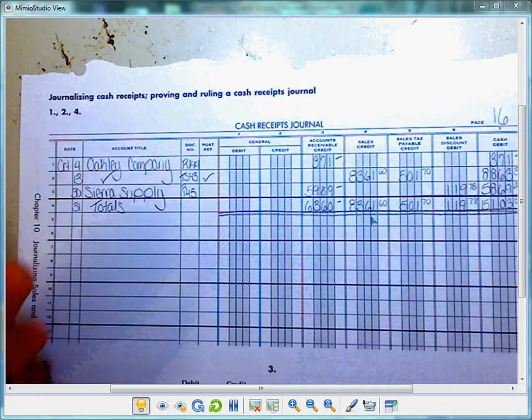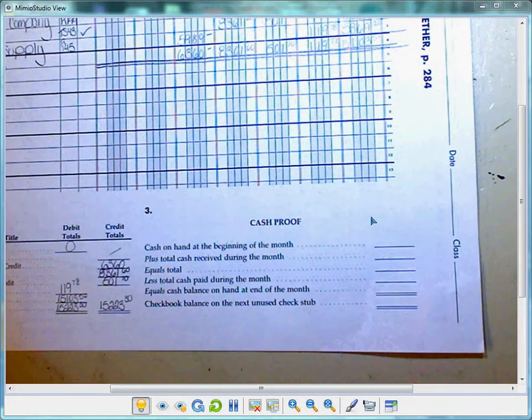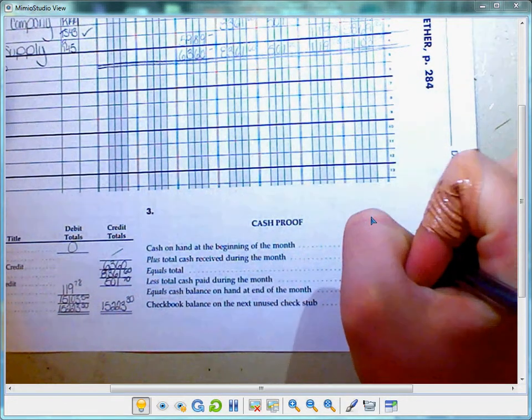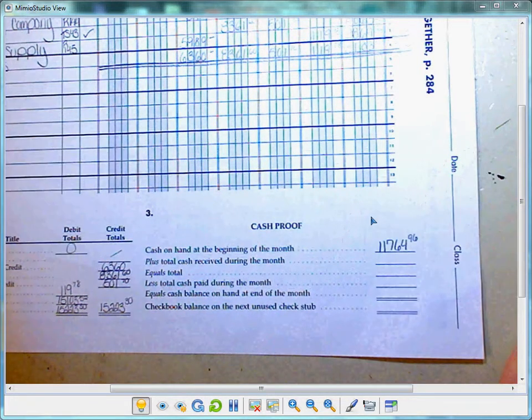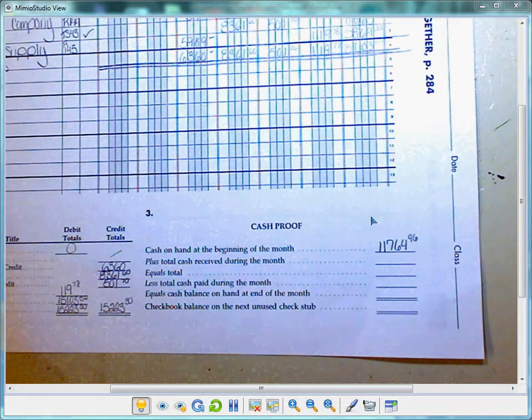Okay, then the last thing we have to do is the little part 3 there, and we're proving our cash. It tells us the October 1st cash account balance in the general ledger was $11,764.96. The October 31st cash credit total in the cash payments journal was $8,779.53. And on October 31st, the balance of the next unused check stub was $18,088.95. So cash on hand, beginning of the month, that's coming from the book, $11,764.96.